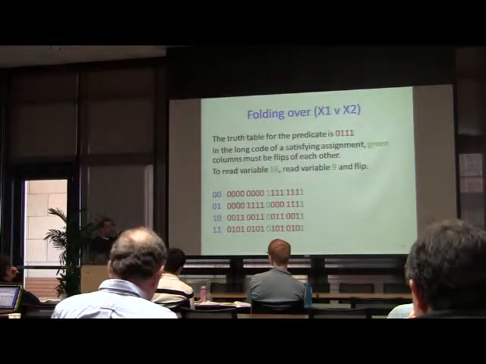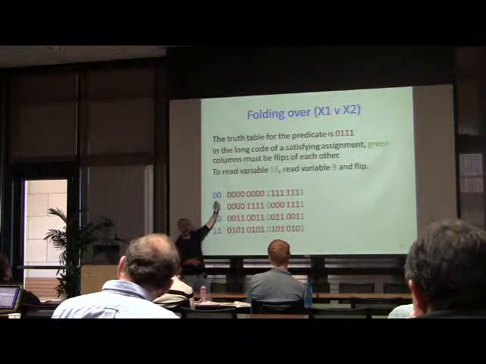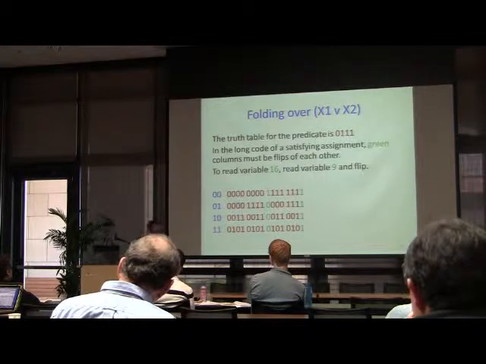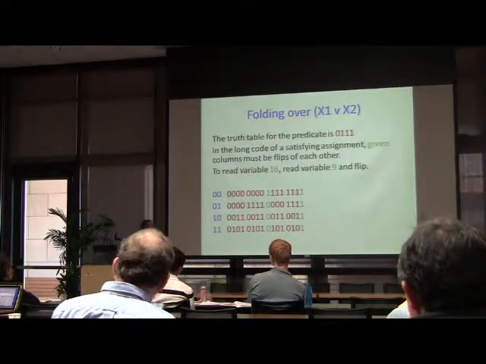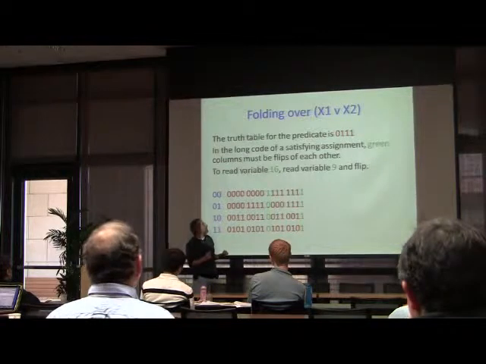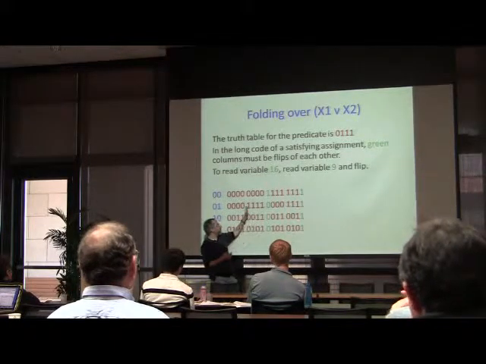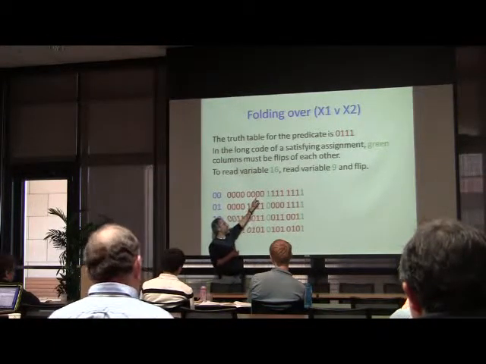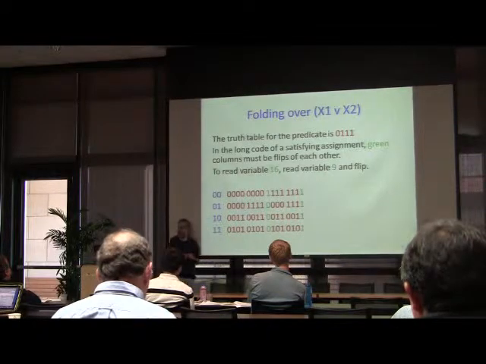If we know that we have a long code of a satisfying assignment, then it has to be one of these 3 long codes. It's not allowed to be this long code because that's not a satisfying assignment. 0, 0 does not satisfy the clause. Then we know that if we look at these 2 green columns, they have to be exactly the negation of each other, because the functions that they represent should be all 1 here, and all 0 here, if this is one of these 3 true long codes. If this is a long code of something that does not correspond to a satisfying assignment, then they are not negations of each other. But if it does correspond to a satisfying assignment, then they are a negation of each other.